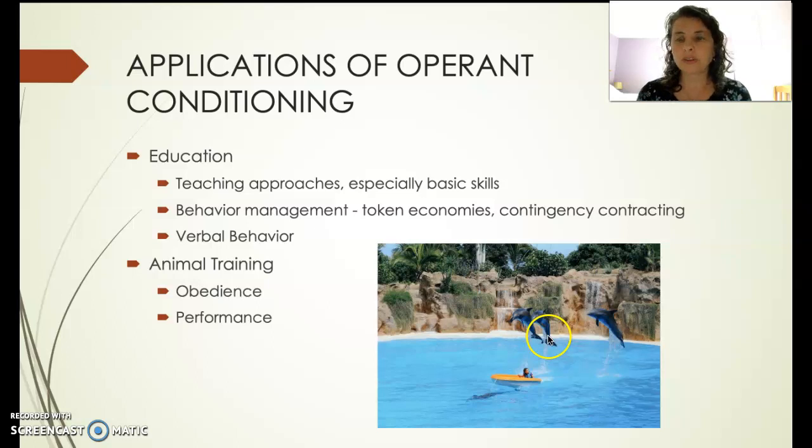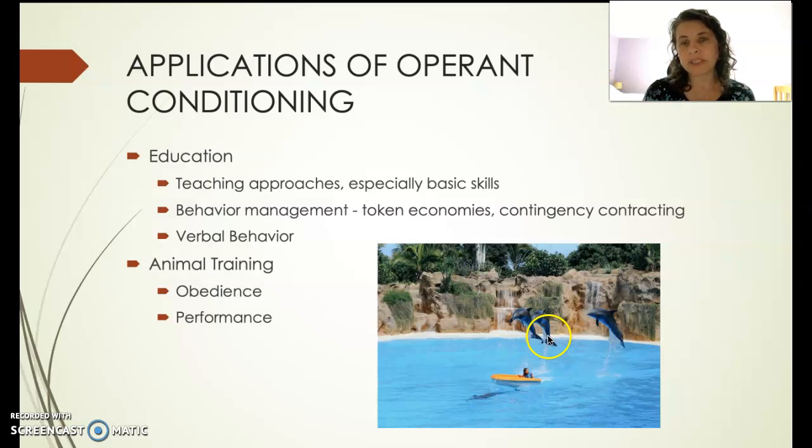Operant conditioning also can be used to teach verbal behavior in kids with severe autism, for example, or other disabilities where they're nonverbal. In some cases, applied behavior analysis, which is based on operant conditioning, can be used to teach verbal behavior. And then, of course, animal training.